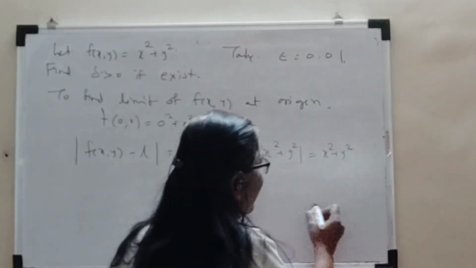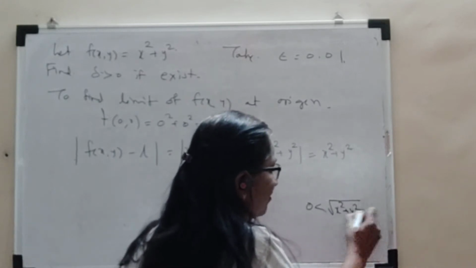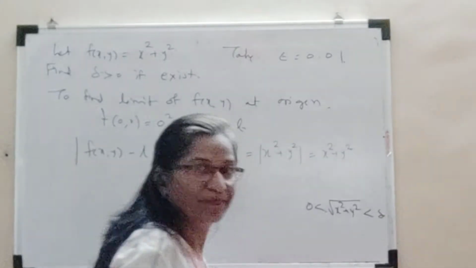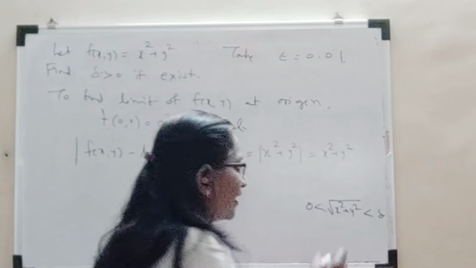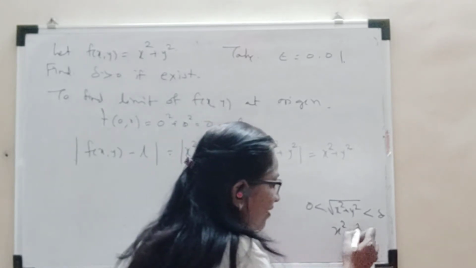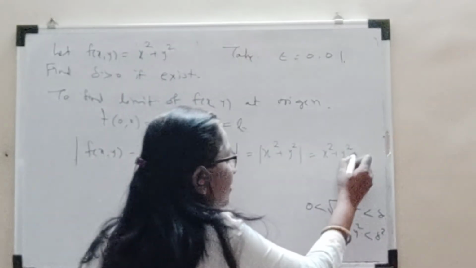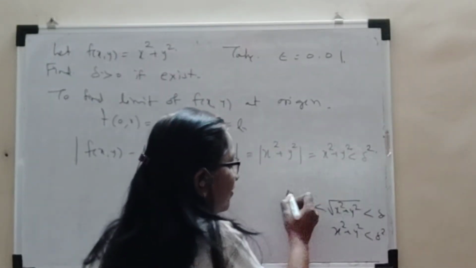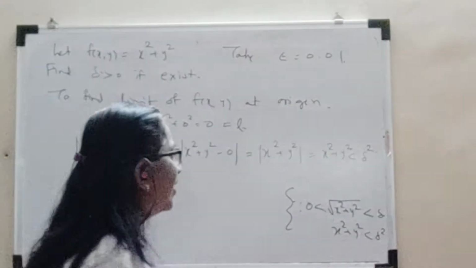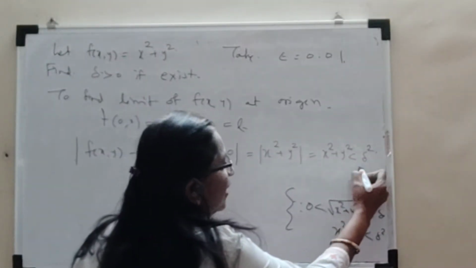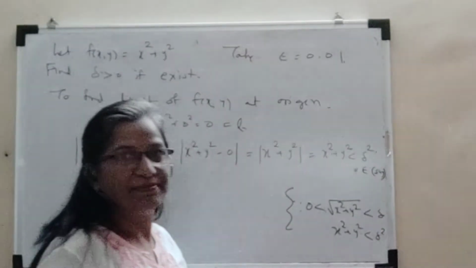So in that case we have 0 is less than square root of x square plus y square is less than delta. Okay. So square root of x square plus y square is less than delta means x square plus y square is less than delta square. So obviously this will be less than delta square because of this reason. Okay. And it is equal to, say, epsilon. It is equal to epsilon.